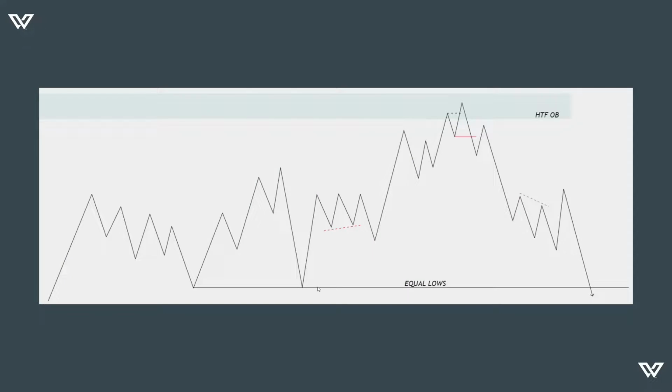Another concept here, equal lows, high time frame order block above, supply above. We have our target. Now we're looking for our short towards the equal lows, move into the high time frame order block. We have the reversal on the lower time frame, sell off down to the downside.